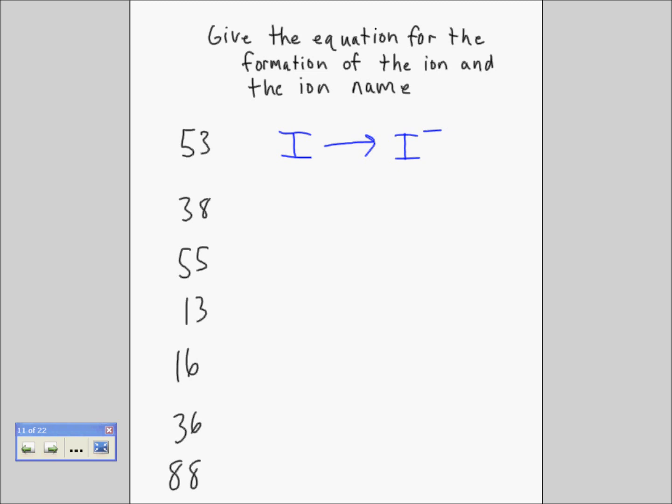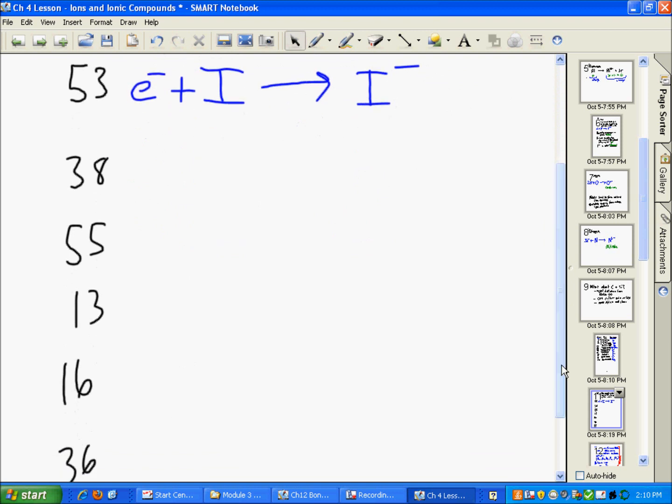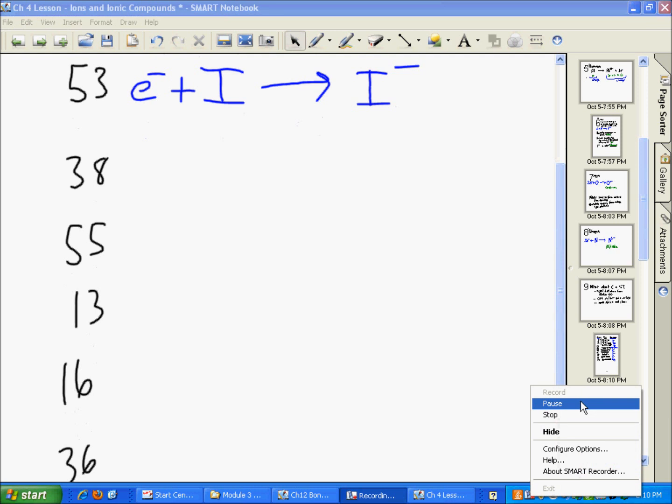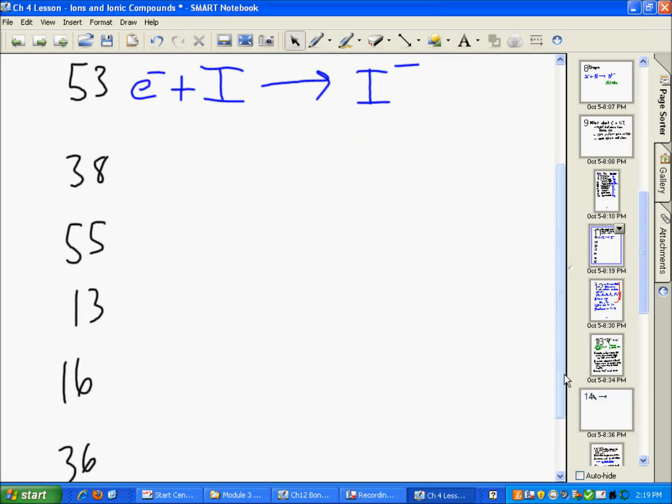Now where do we put the electrons to balance the charge? On the left side, and how many do we need? Just 1. Because we only have 1 negative charge on the right. And that does it. And that's all there is for the ion formation equation. So I'll pause the recording now and then get you to work on the others, and then we'll keep going after the answer's out. So what element is number 38?